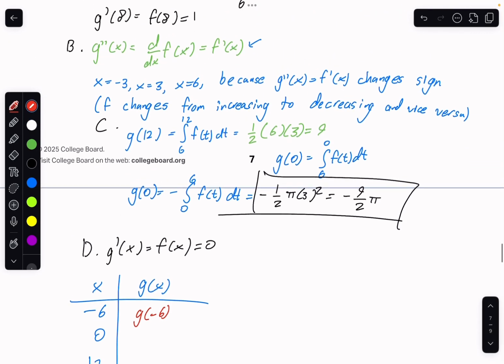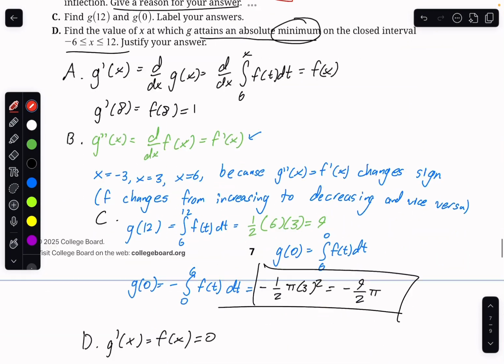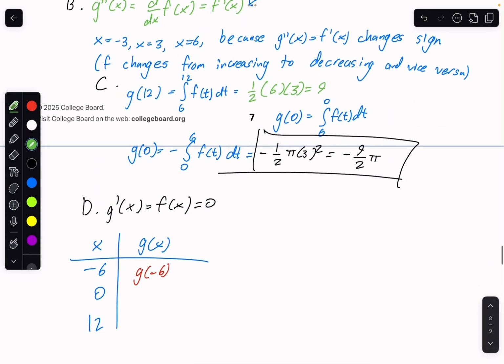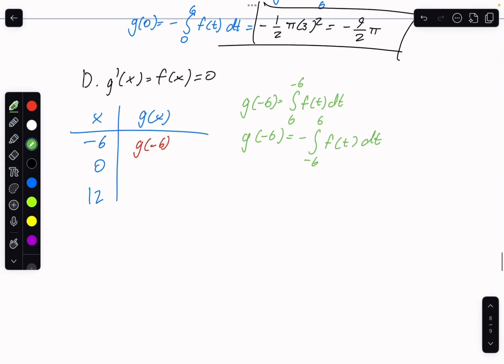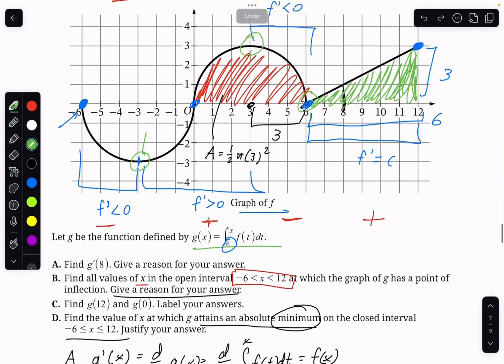Let's see if we solved it earlier. Did we solve it earlier? No, we did not. So that means we're going to have to do it from scratch. G of negative 6 is going to equal the integral from 6 to negative 6 of f of t dt. I'm going to swap the bounds because it makes it easier to conceptualize. So let's find this integral, negative 6 to 6.